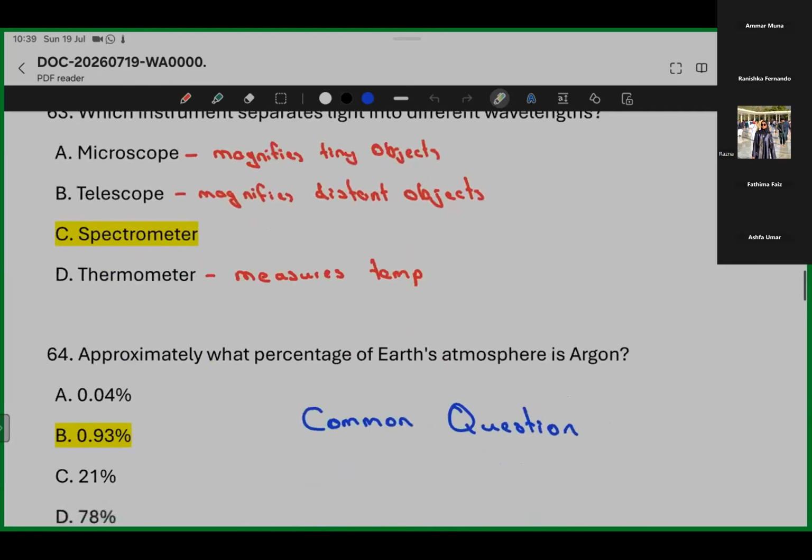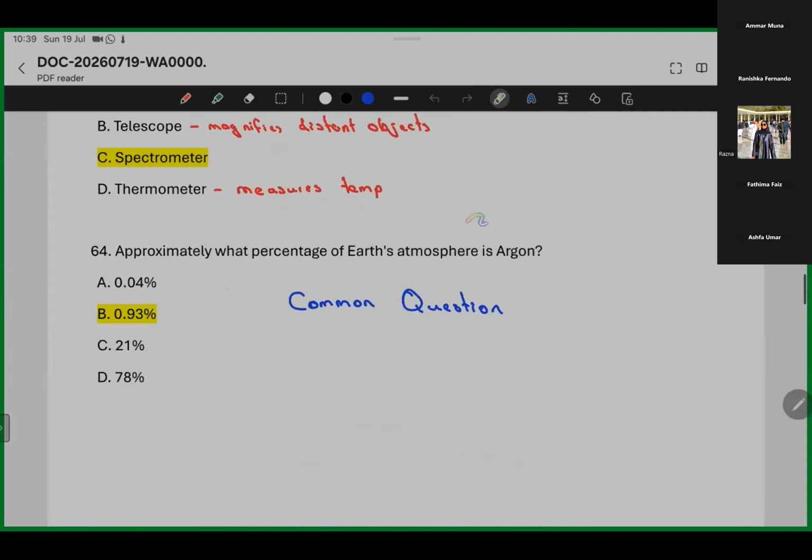Once again, question 64 is a very repeated question, so please know the percentage of different gases in the Earth's atmosphere. For argon, it's 0.93%.